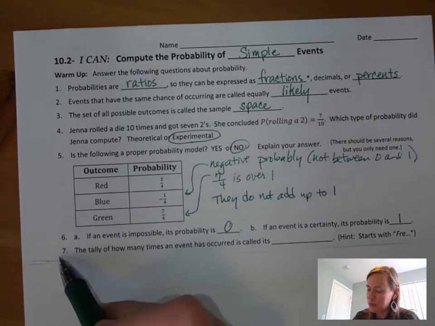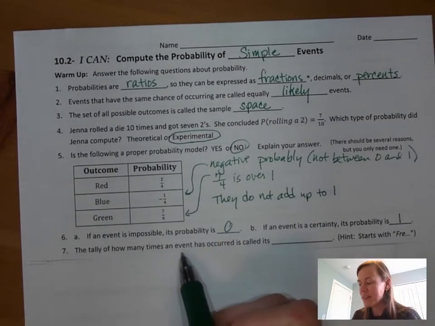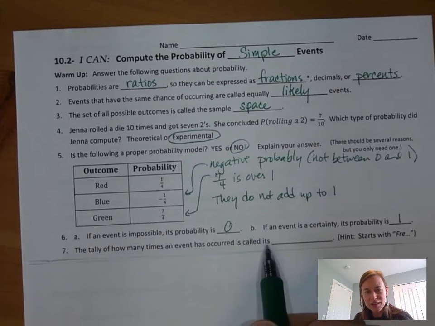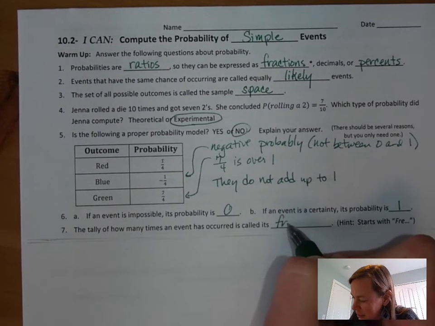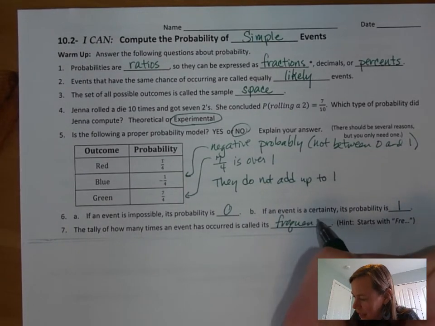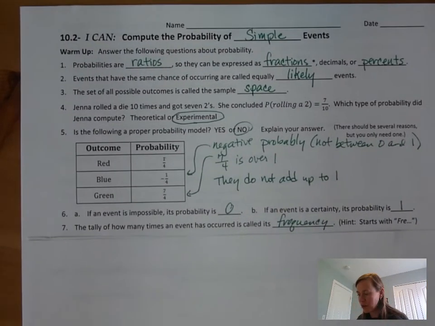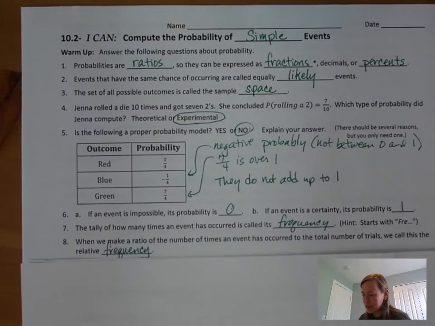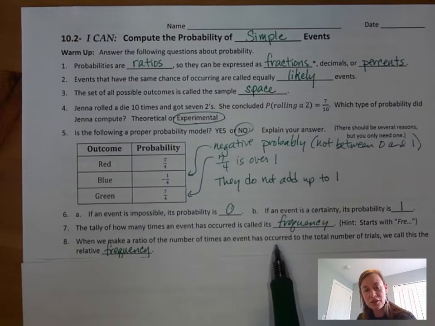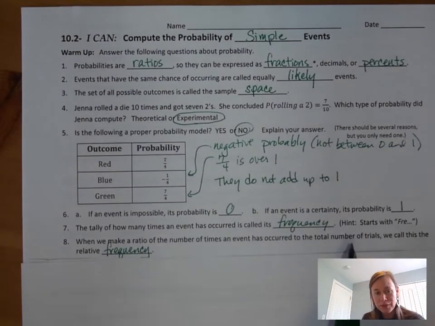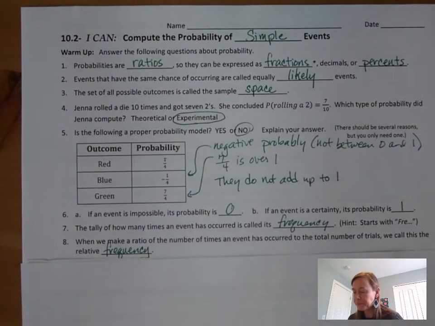The tally, number 7, the tally of how many times an event has occurred is called its what? And here's a nice little hint for you. Starts with free. That's going to be its frequency. So frequency is how many times an event has occurred. Okay, and number 8 says when we make a ratio of the number of times an event has occurred to the number of trials, we call this the relative frequency.